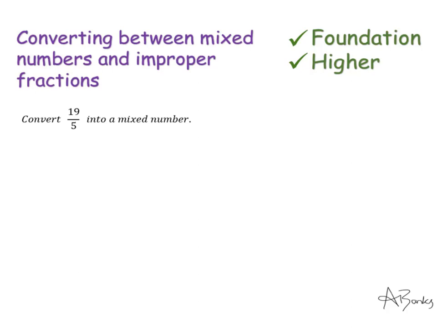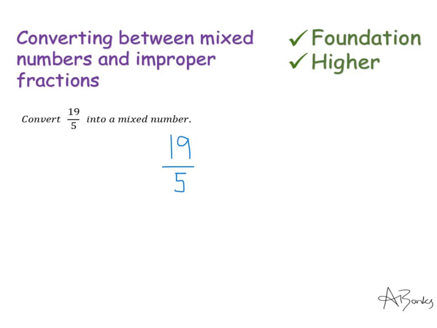Here's a second example. So this time my improper fraction is 19 fifths. So I'm dealing with fifths this time. Every 5 fifths that I have will make a whole one. So 5 fifths is 1 whole one. 10 fifths will be 2 whole ones. 15 fifths makes 3 whole ones.